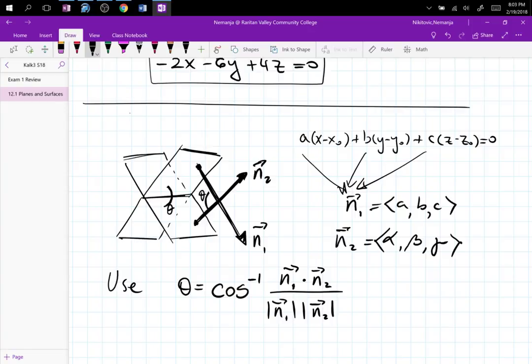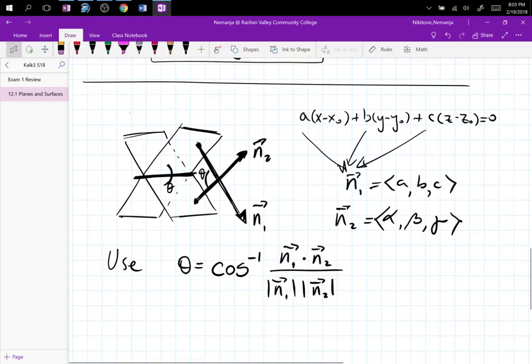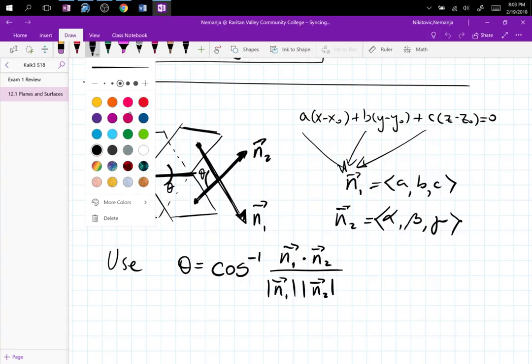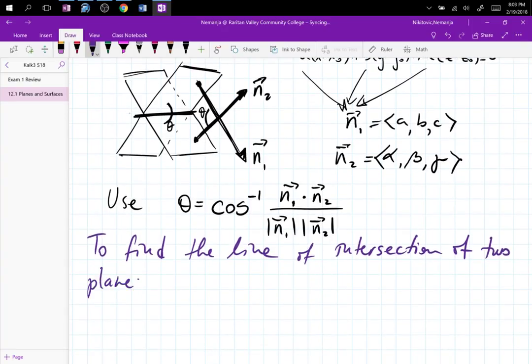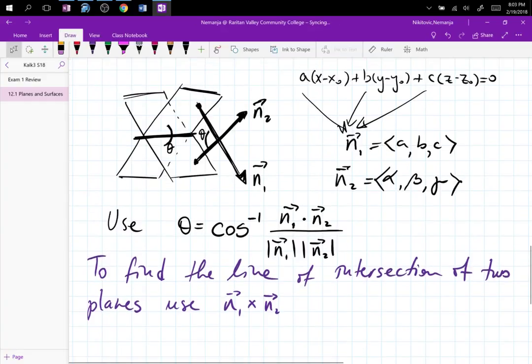Now, you can also find the line of intersection here. The two planes intersect at the line. So this will be to get the angle. Now, let's see, what else can we use? How about purple? To find the line of intersection of two planes, use the cross product. Well, that should be common sense. The cross product of two normal vectors is going to give you a perpendicular vector which is parallel to the line of intersection. They're all 90 degrees.